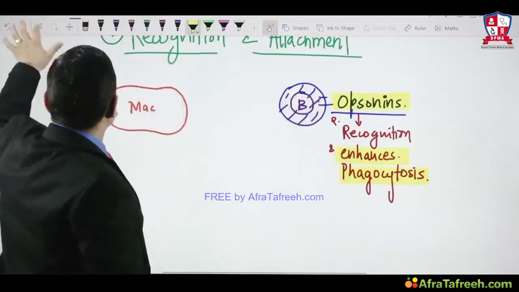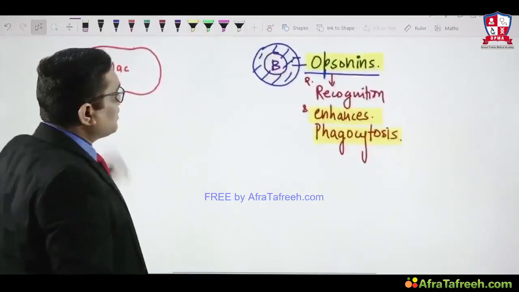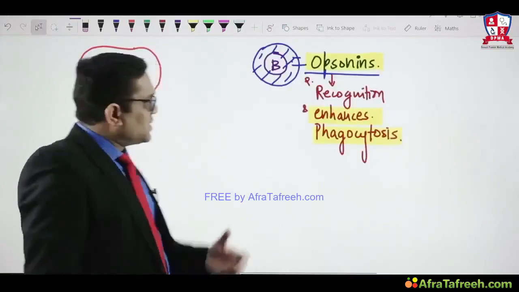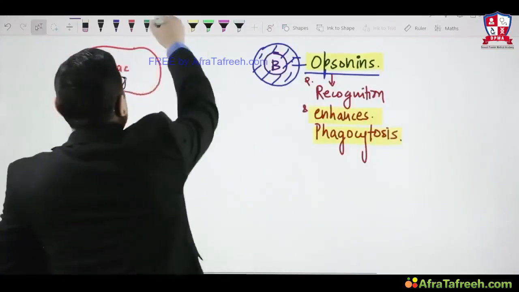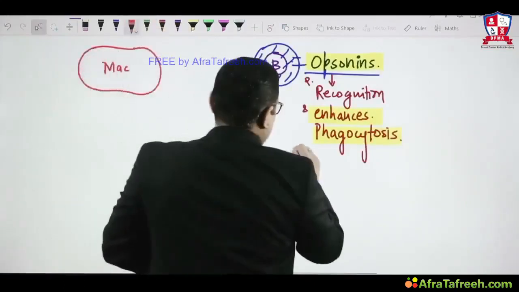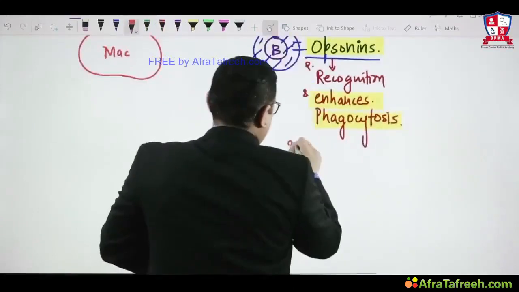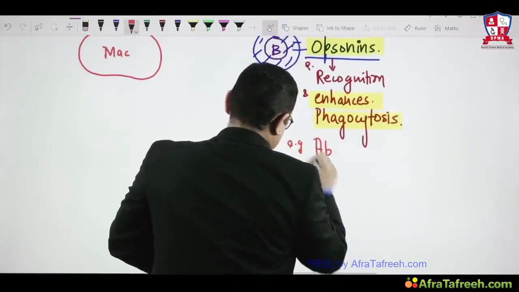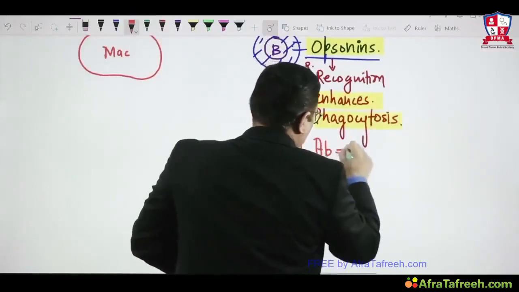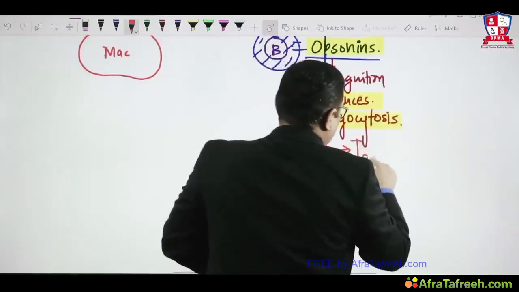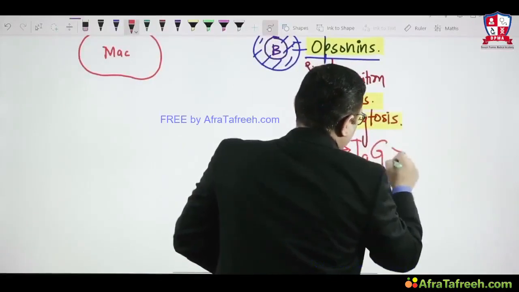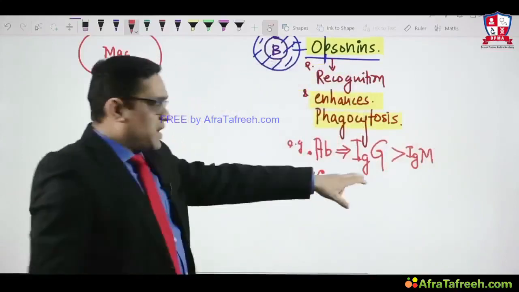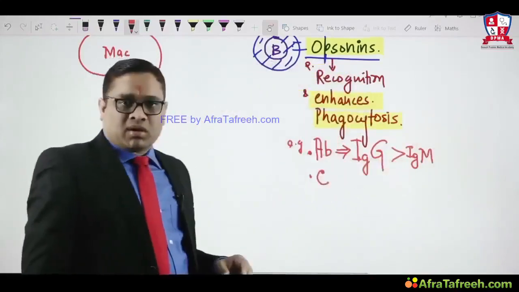So what are the substances which are considered as opsonin? Another All India question in 2017 and 18: what are the opsonins? Examples of opsonin are antibody and complement. These are the two things. Which antibody is the best? The answer is IgG antibody is better than IgM antibody.